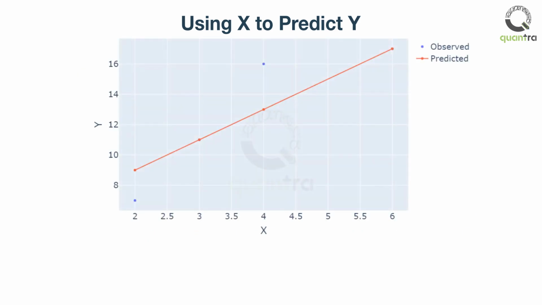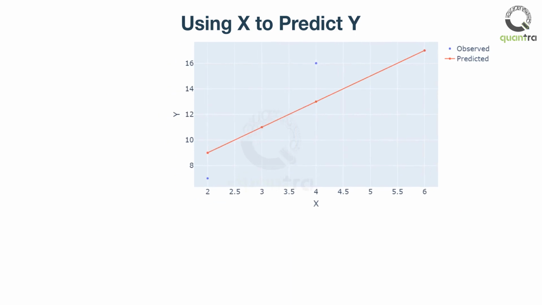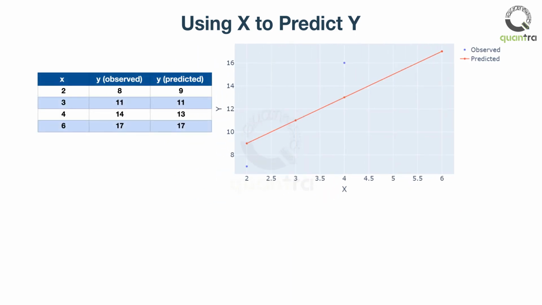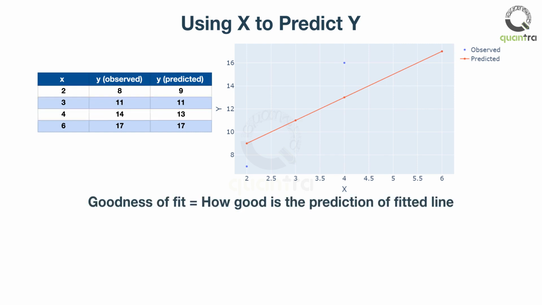In the example shown on the screen, the points are not falling on the line. And there is a difference between the predicted y value from the linear regression equation and the observed y value. Goodness of fit tests how good the regression line is in predicting the actual y values. The fitted line is considered to be good if the difference between the predicted and observed value, or error, is very low. And at the same time the error should be random.